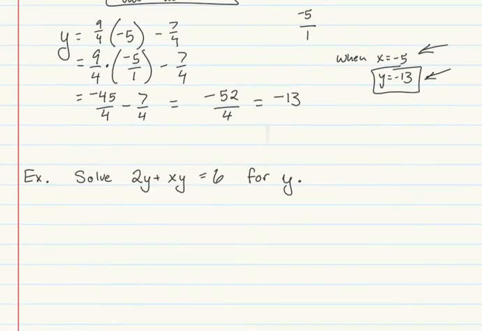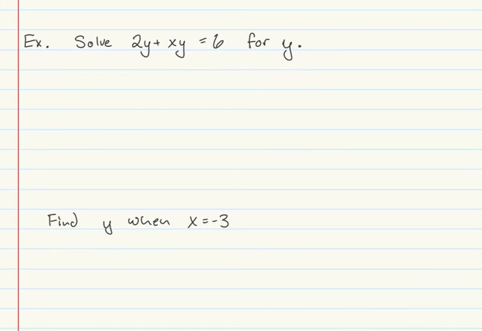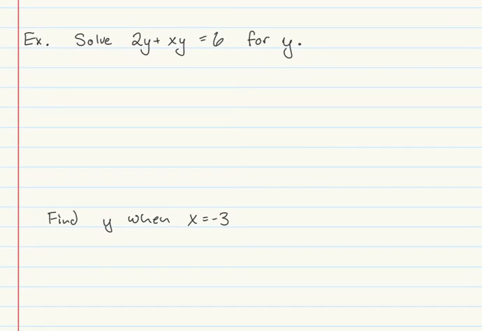Looking at another example, this is a nonlinear example. So the difference is y is no longer by itself and x is no longer by itself. They're being multiplied together, and that just gives us one additional step. So solve 2y plus xy equals 6 for y. So I still want to isolate my y.